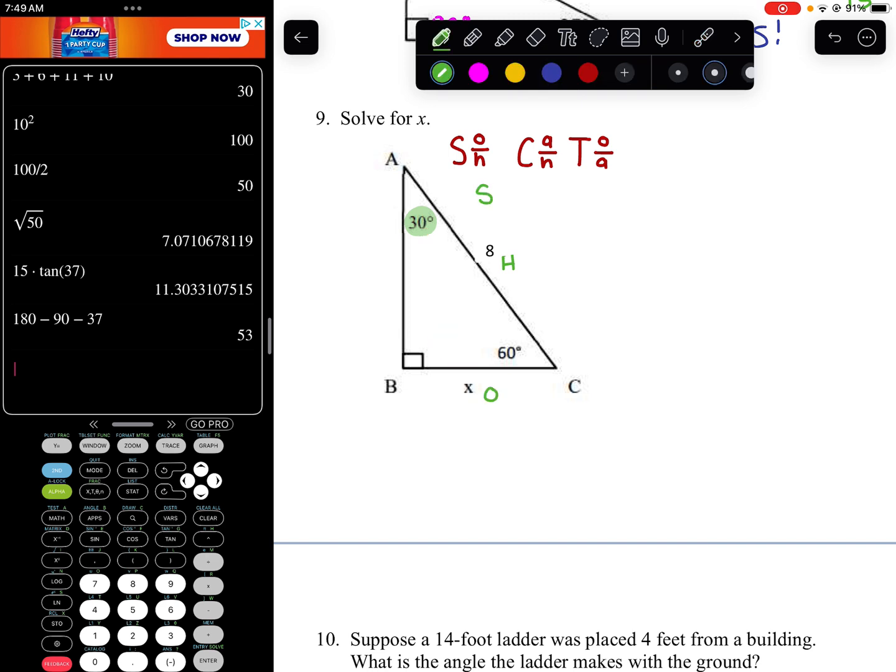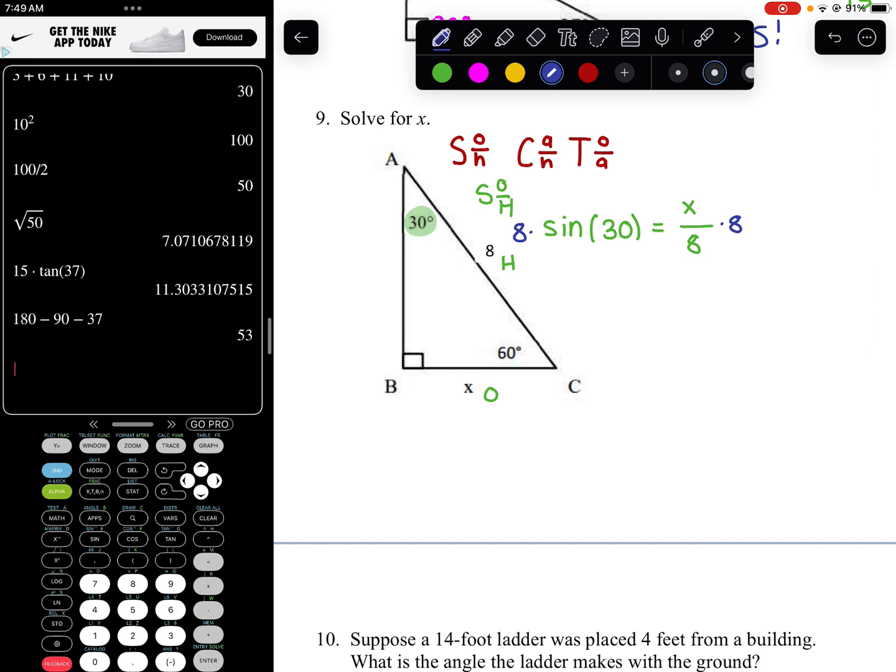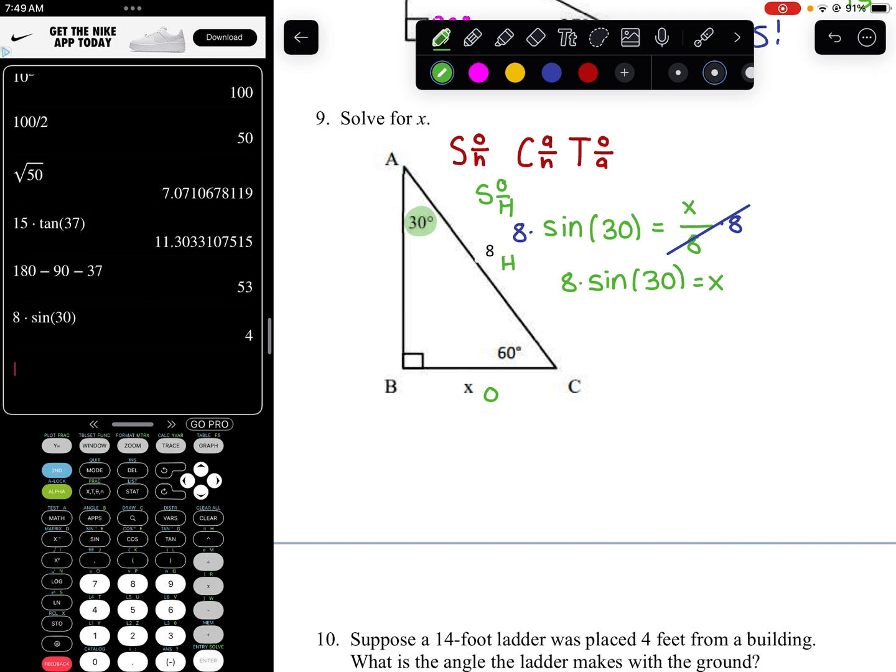And so O and H tells me we are using sine of, inside our parentheses goes our angle. Our opposite side, opposite from 30 degrees, is X. Our hypotenuse across from the right angle is 8. To get rid of that denominator, we multiply. Times cancels out divides. So let's go ahead and start to plug this into our calculator. We get X is 4.